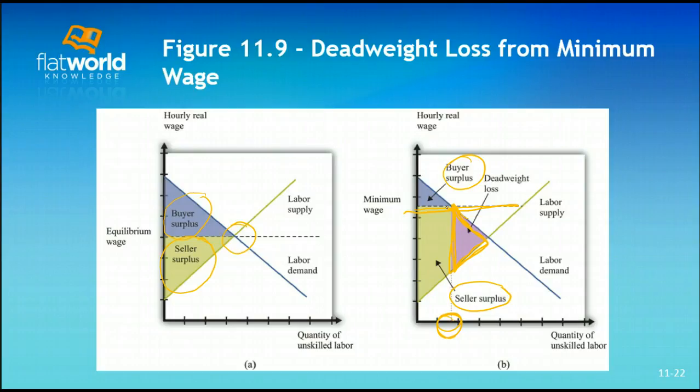This is the loss of both seller surplus and buyer surplus. The market is no longer efficient, and we now have a loss in our economy. We have a lost surplus. For economists, this is a clear sign that minimum wage generally does not work. In our next video, we're going to look at, however, exactly what do economists mean when they talk about who wins and who loses in the minimum wage.